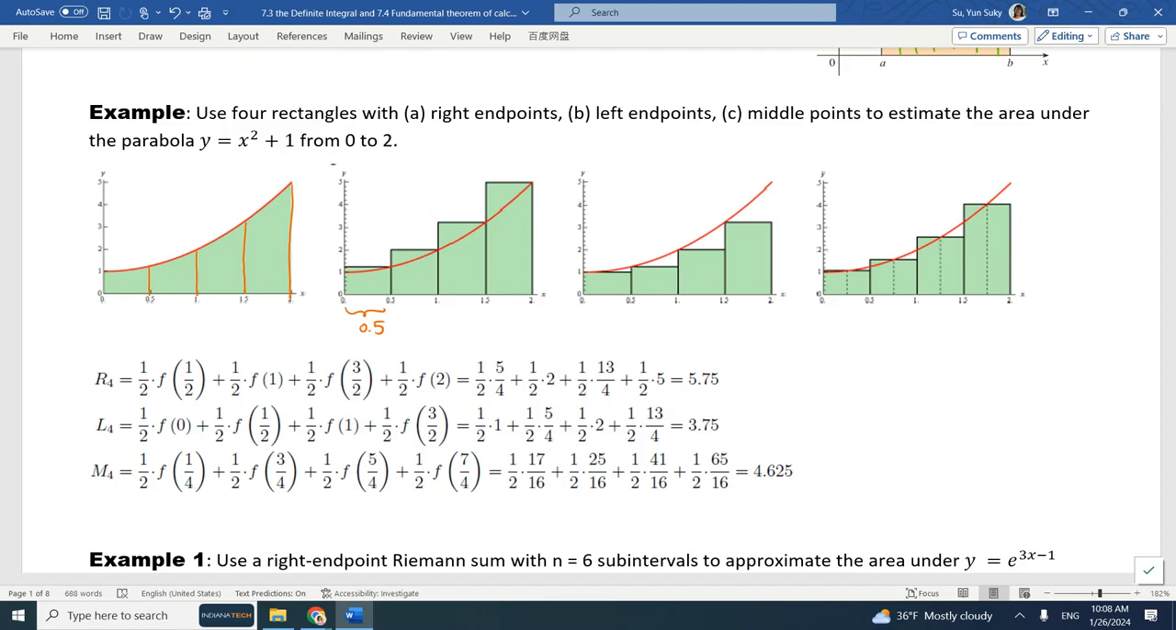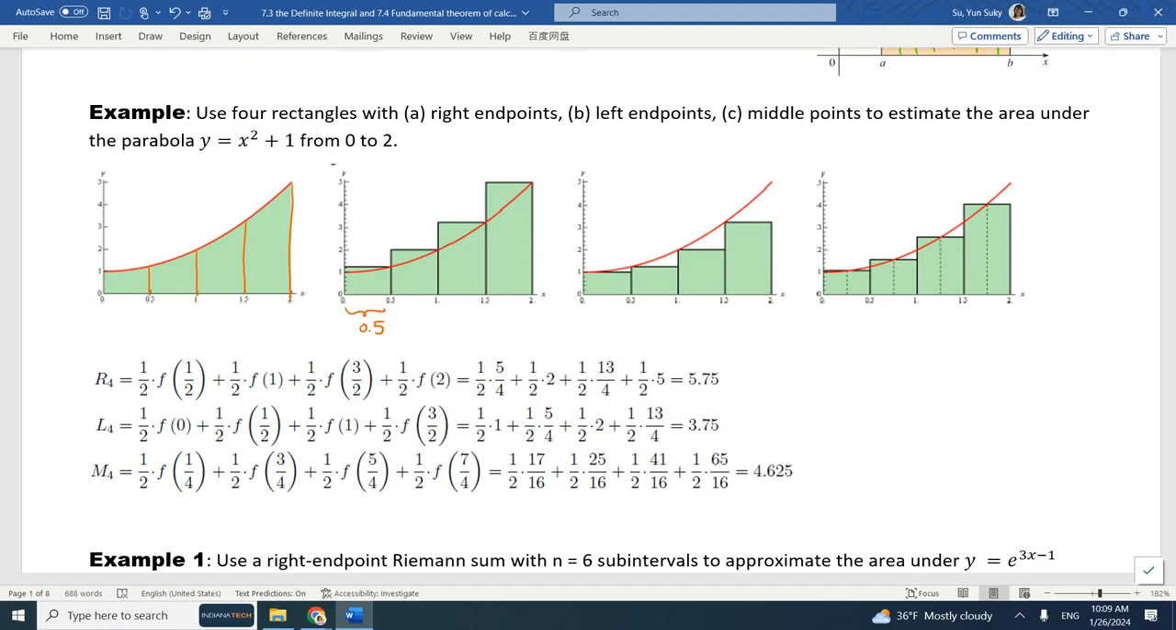The second rectangle, 1/2 times f of 1. Next rectangle, 0.5 times f of 1.5, which is 3/2. And then the last one is 0.5 times f of 2. Okay? And then we plug in 0.5 into the parabola and plug in 1, plug in 1.5, and plug in 2. And we add them up, we get 5.75. Is that okay, everybody?